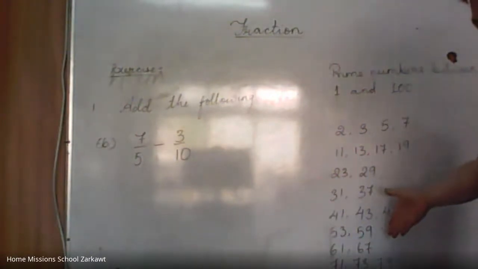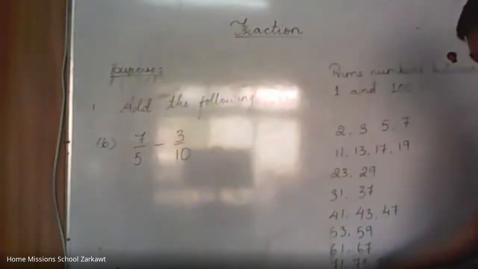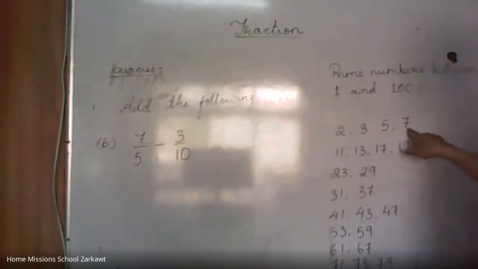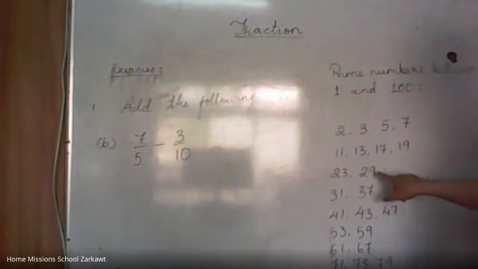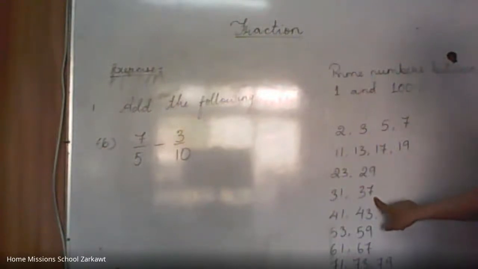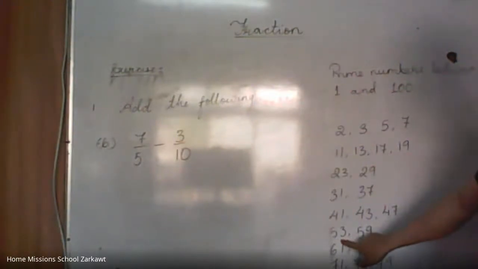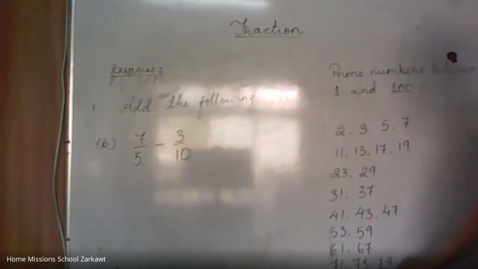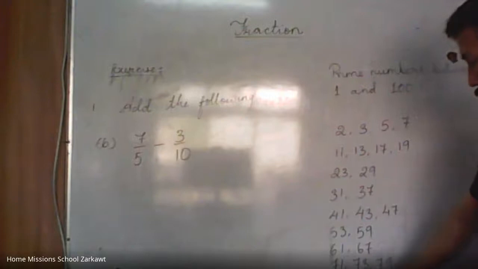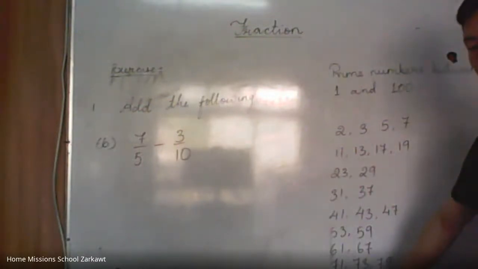Can you see properly? 2, 3, 5, 7, 11, 13, 17, 19, 23, 29, 31, 37, 41, 43, 47, 53, 59, 61, 67, 71, 73, 79, 83, 89, and 97. Okay.